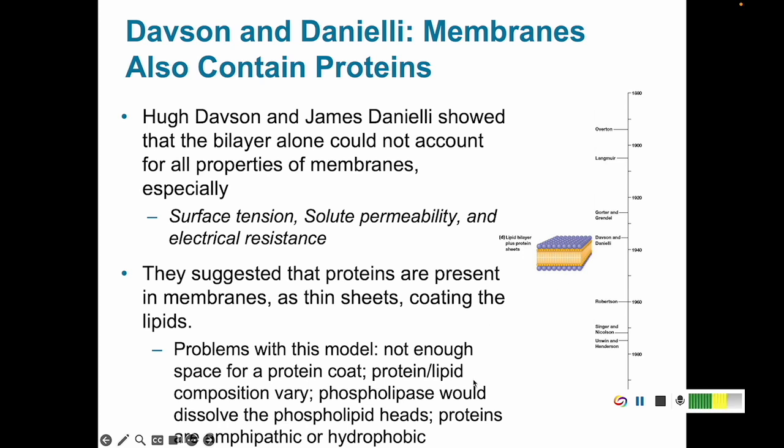They also found that protein and lipid compositions vary. They also found something called phospholipase, that would dissolve the phospholipid heads. If you dissolve the phospholipid heads, you should take the proteins with you, but the proteins were not being removed with those phospholipid heads. They were staying where the lipid part was. And they also found proteins that had amphipathic or hydrophobic properties that just wouldn't have been able to very well function or keep their shape in this coating on either side of the membrane.